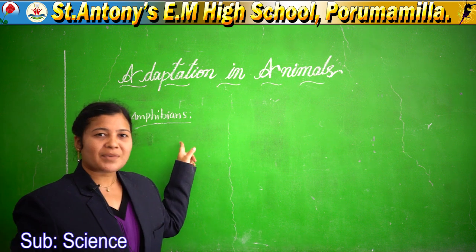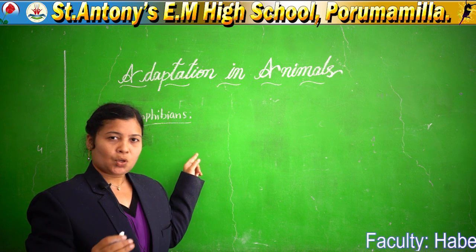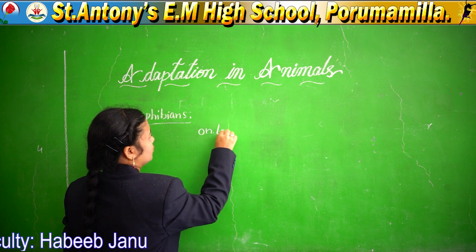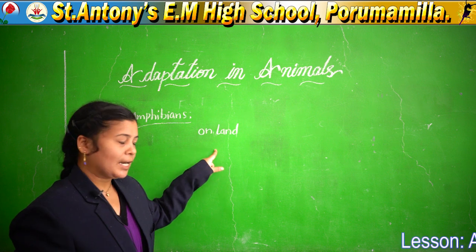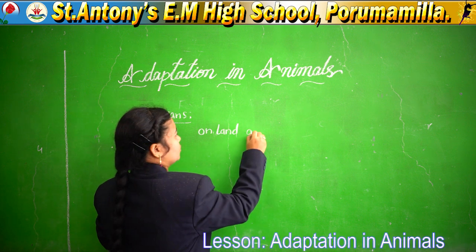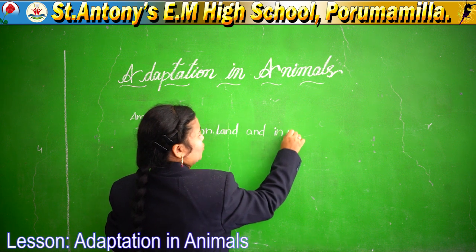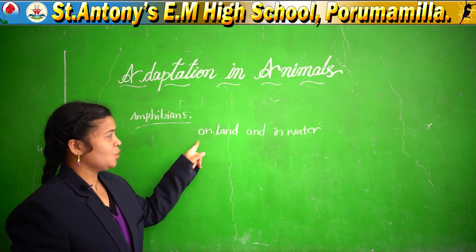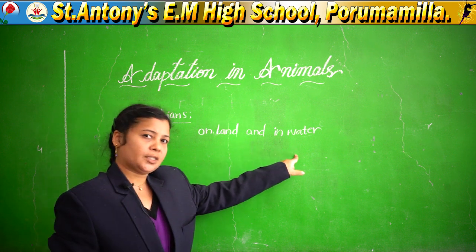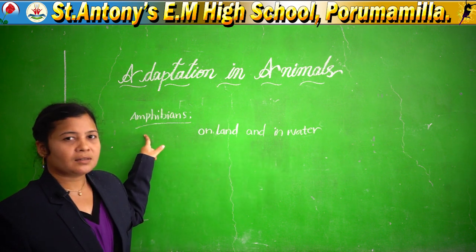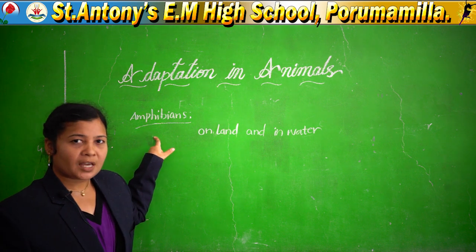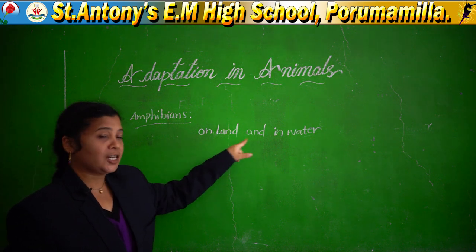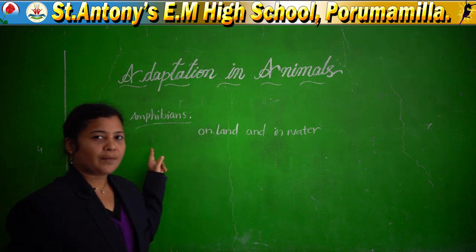So what are the amphibians? The animals which live on land and also in water. The animals which live on land and in water are called amphibians. Now you understood? What are the amphibians? The animals which live on land and in water are called amphibians.